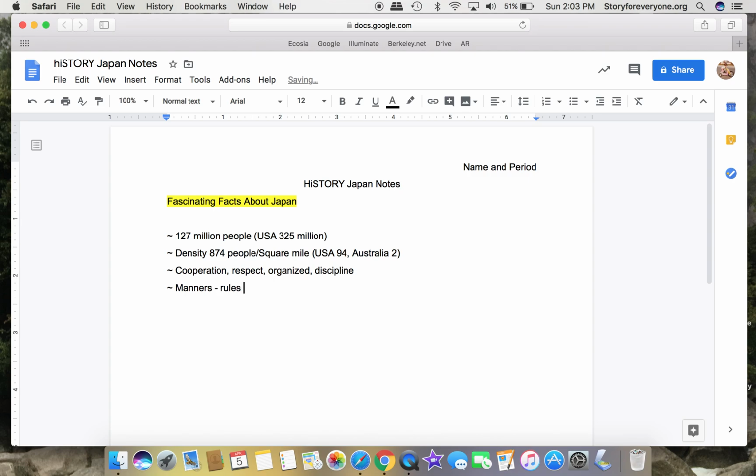So there are rules for interaction in Japan. Now, some of these rules are going to sound familiar because they follow a lot of Confucianist principles that were imported from China. For example, the concept of bowing in Japan is very important. And in fact, depending on how important the person is that you are bowing to, you will bow lower to them.